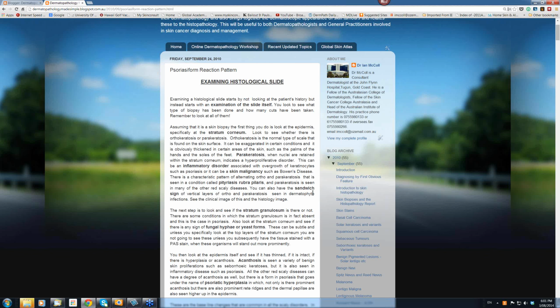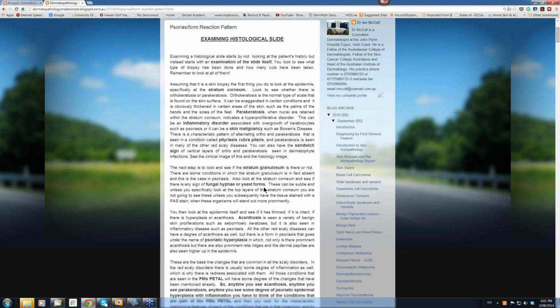There's another little thing you may see called the sandwich sign, where you've got vertical layers of ortho and parakeratosis. And this is particularly seen in dermatophyte infections. And we'll try and show that a bit later too. All of these psoriasiform reactions, they're all part of the mnemonic PM's pet, the little cat called Petal. PM's petal. And I'll go through what these various things stand for shortly.